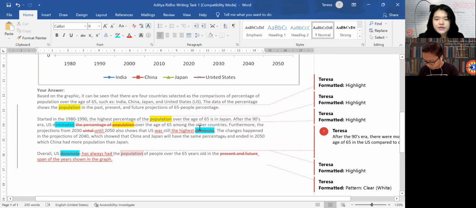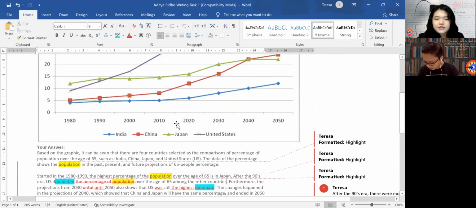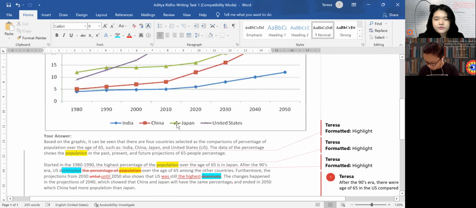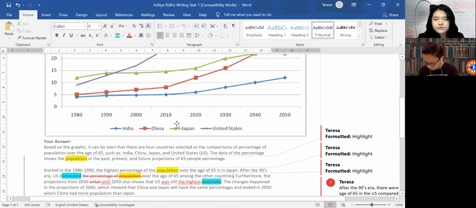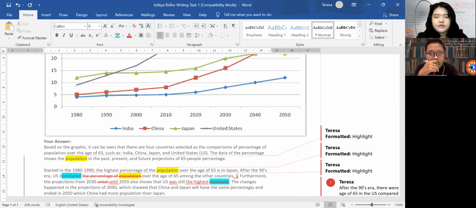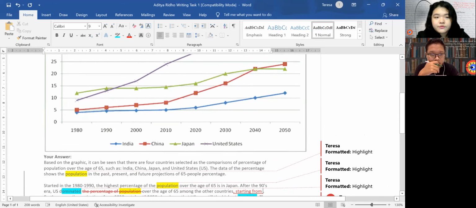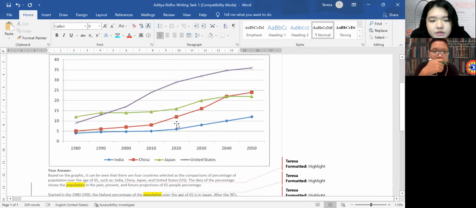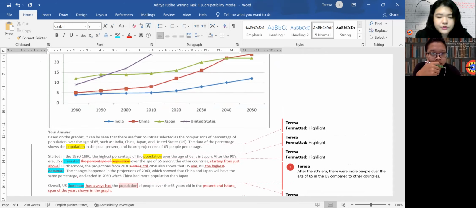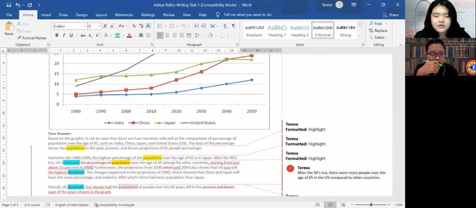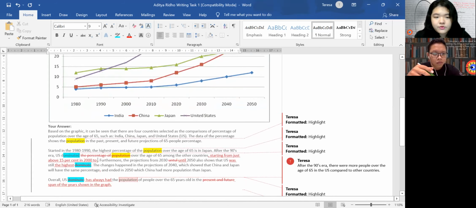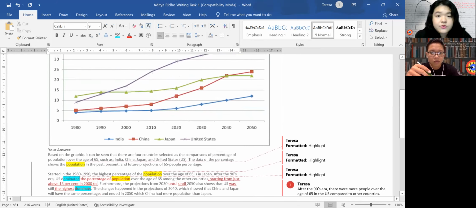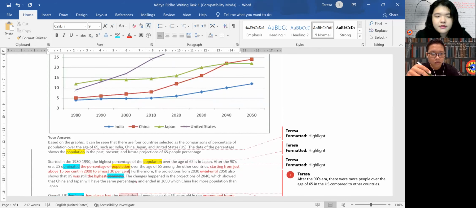So we need to, for example, here after the 90s era, add, for example, starting from just above 15%, or if you want to make it more percent, in 2000 to, okay, 2020, because you use 2020 here, to almost 30% in 2020.